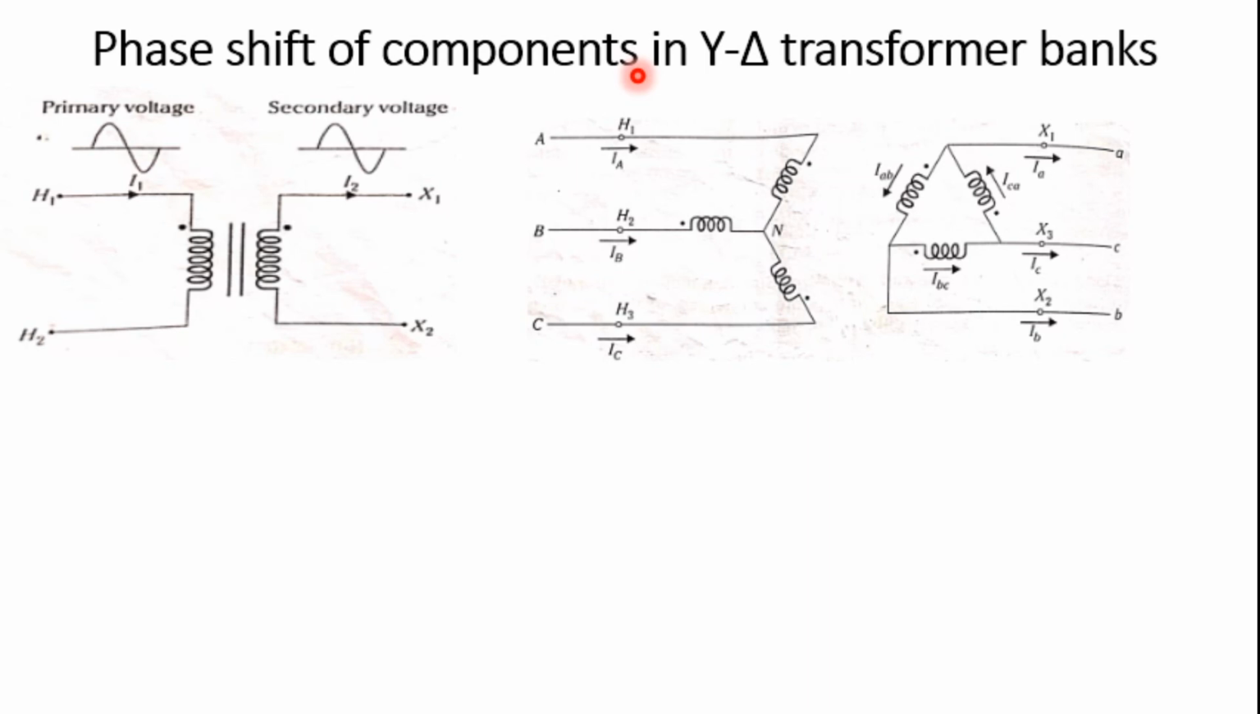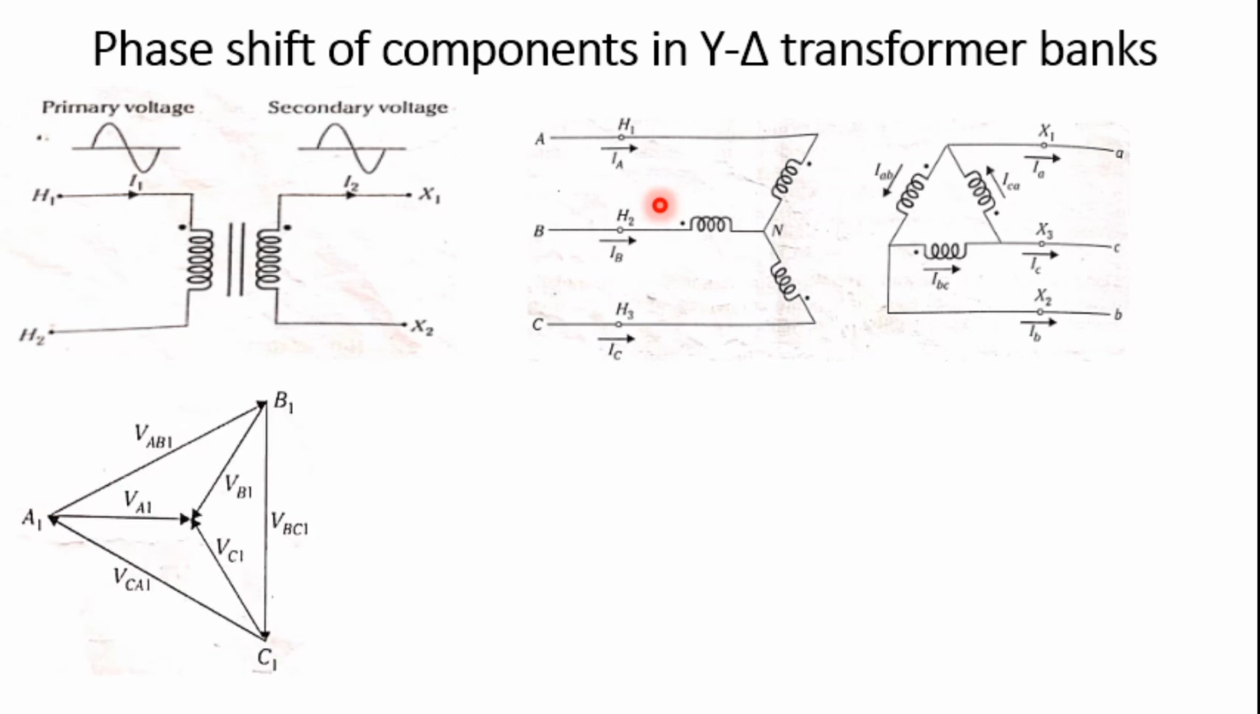Let us consider a star to delta transformer. Here the high voltage side is marked as H1, H2 and H3 with respect to phases A, B and C, and the low voltage side is marked X1, X2 and X3. AN here is the neutral across the star connected side of the transformer. So VAN is always in phase with VAB. Okay, consider that.